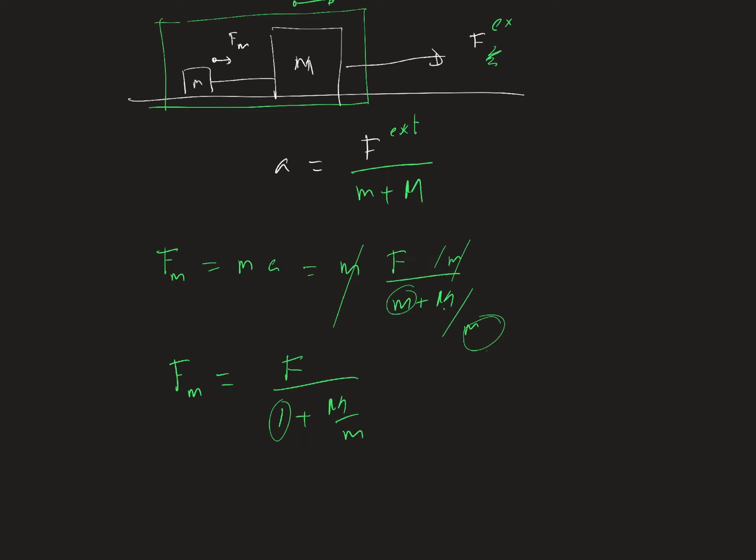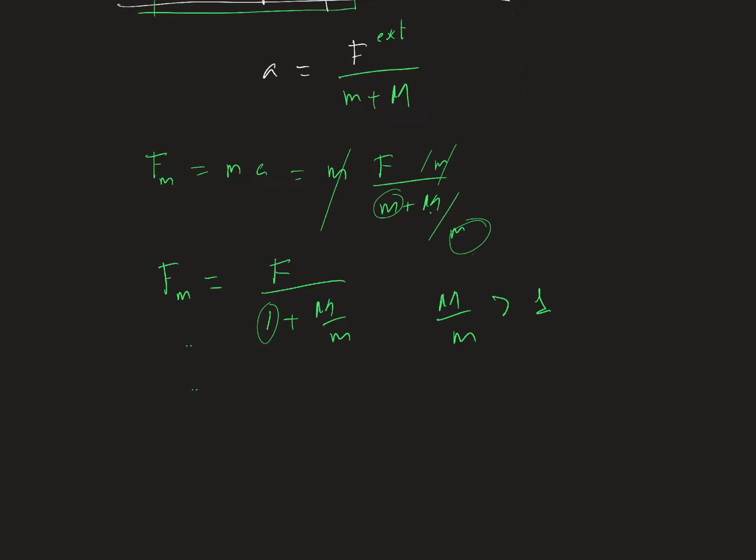But now, wow, M divided by m is bigger than 1. Before it was smaller than 1. So the force will be now 1 plus something, where M divided by m is bigger than in the other case. So I have a bigger denominator that will produce a small force. Now the force acting on m is smaller than the F.